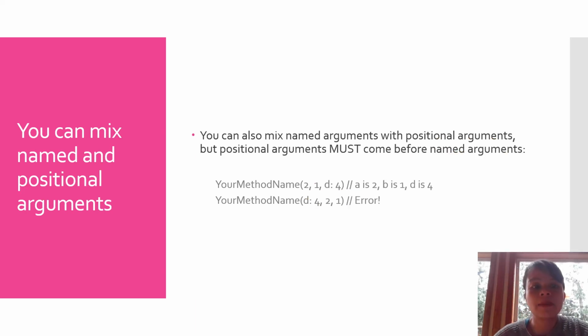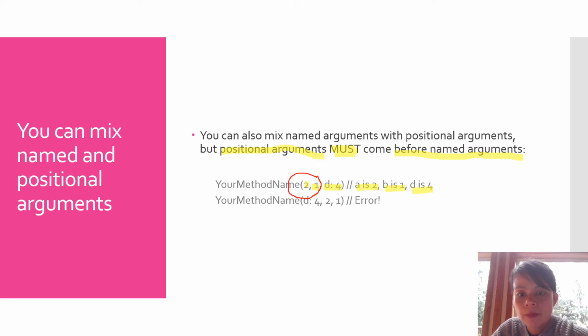You can mix named and positional arguments. Okay, so here's a mixture here. This one is named and this is positional. Okay, which means A is going to be 2, B is going to be 1, and D is 4. But do remember that positional arguments must come before named arguments. So that's why we have it here, positional, A and B before named. So you cannot name it like this, D and then 2 and 4. So that would also cause an error.